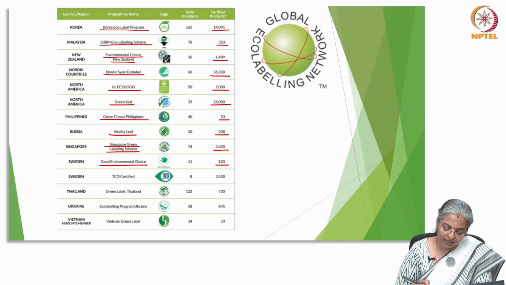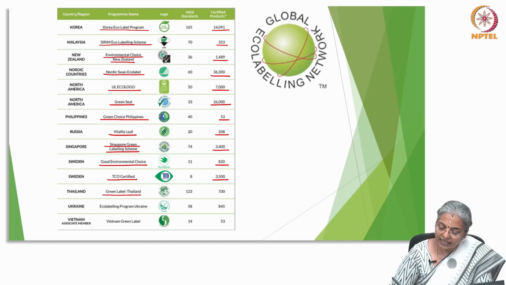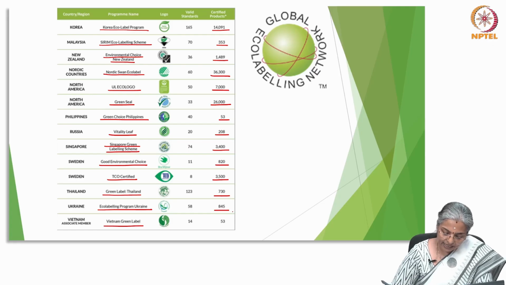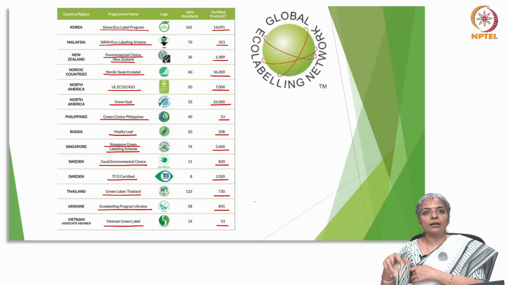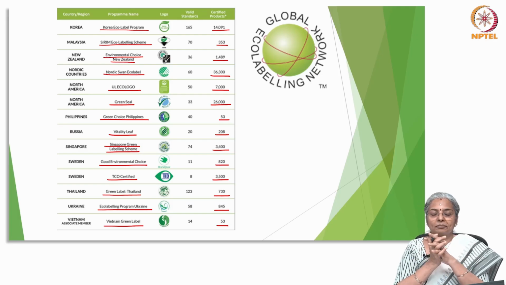820 products. Sweden has the TCO certified, which has products of 3,500 numbers endorsed. Thailand has Green Label Thailand endorsing 730 products. Ukraine has Eco Labeling Program Ukraine with 845 certified products. Vietnam has Vietnam Green Label with 53 certified products. By the time you are listening to this course, more products might have been endorsed.